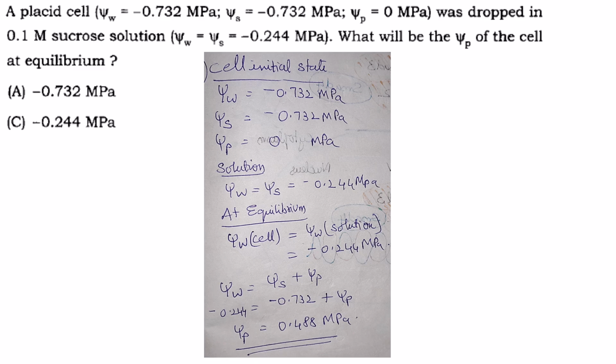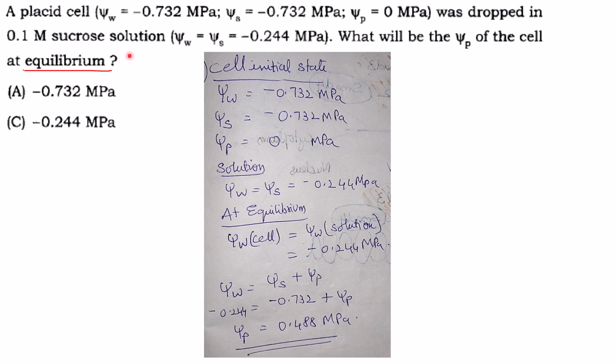Then next one, a flaccid cell of water potential minus 0.732, solute potential minus 0.732 and pressure potential 0 was dropped in a 0.1 molar sucrose solution of water and solute potential equal minus 0.244. What will be the pressure potential of the cell at equilibrium? Okay, the question is for at equilibrium.